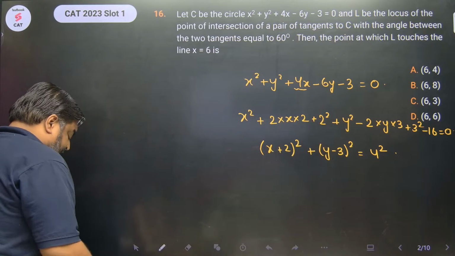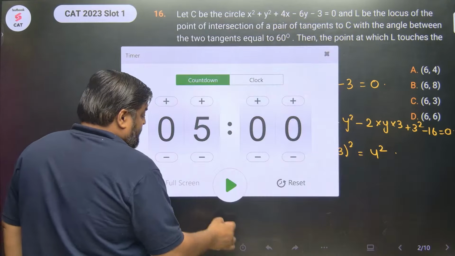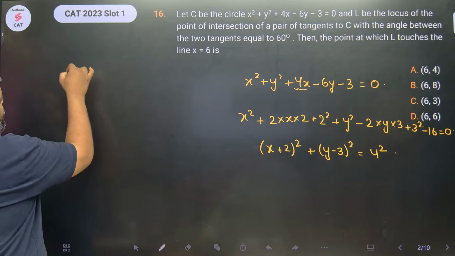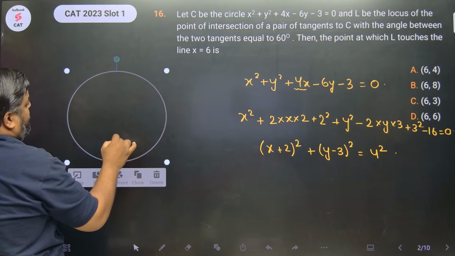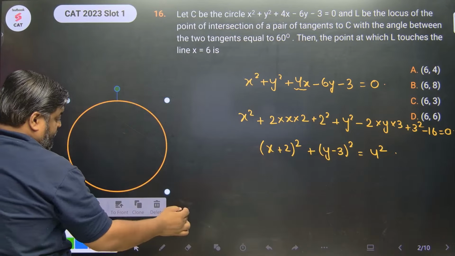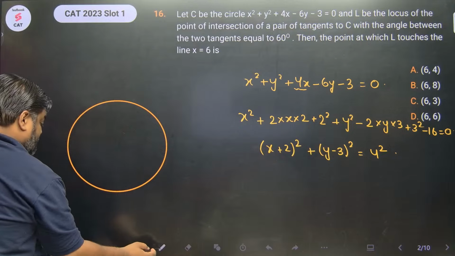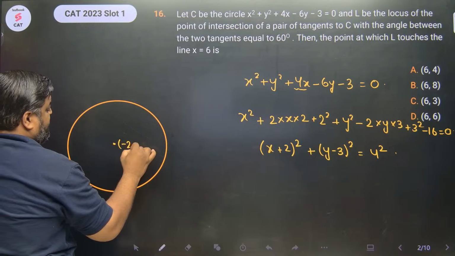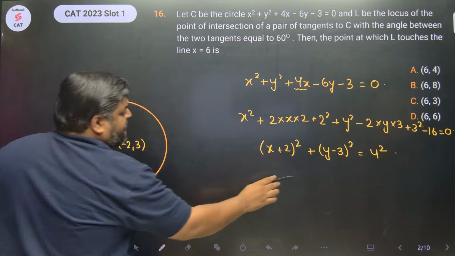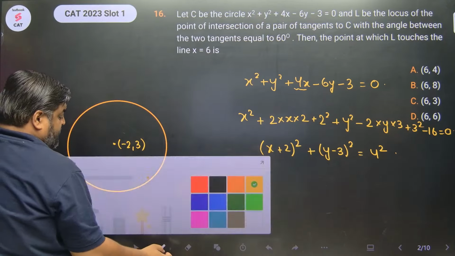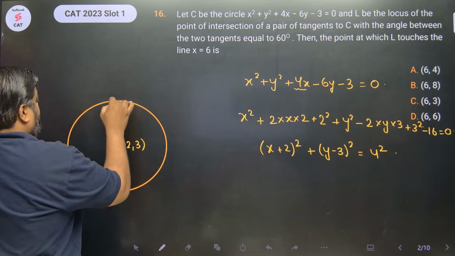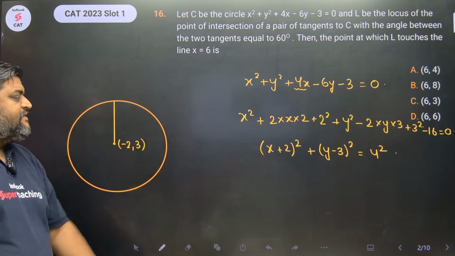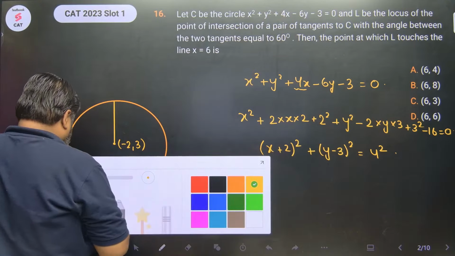So there is a circle. Here we have a circle whose center is minus 2 and 3 and the radius is 4. Radius of this circle is 4. This length is 4, right? We have this data from the equation. Very good. What else is given in the question now?